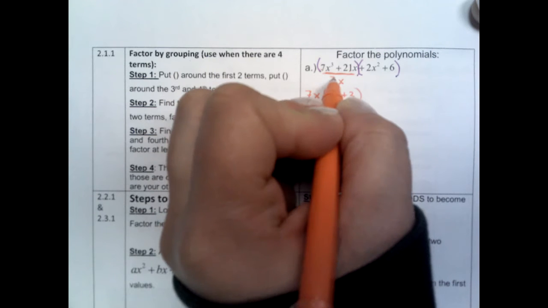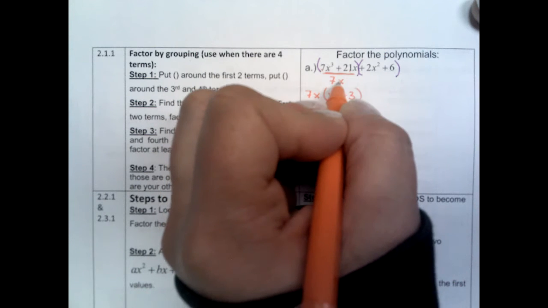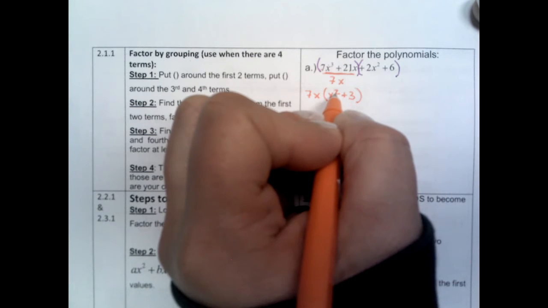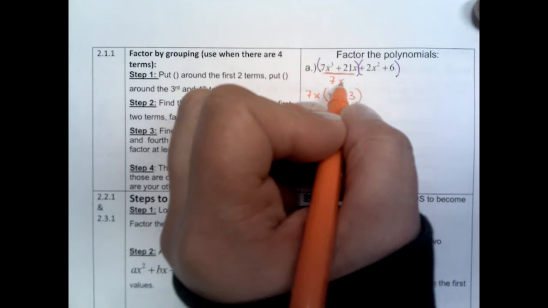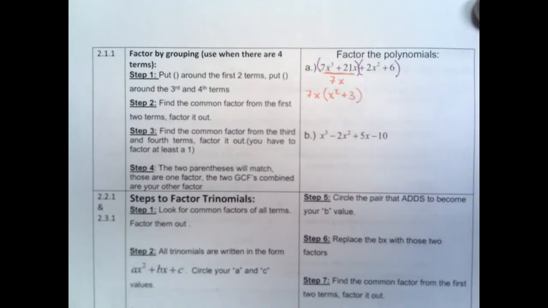Okay, so 7 divided by 7 is 1. X to the third, I took an x out, so I'm left with an x squared. 21 divided by 7 is 3. I had an x and took it out, which means that would be 3 times 1, which is just 3.